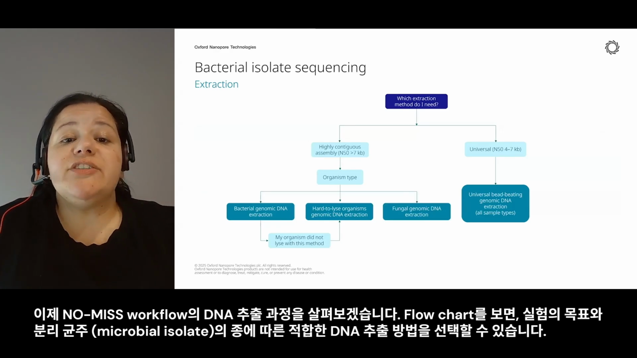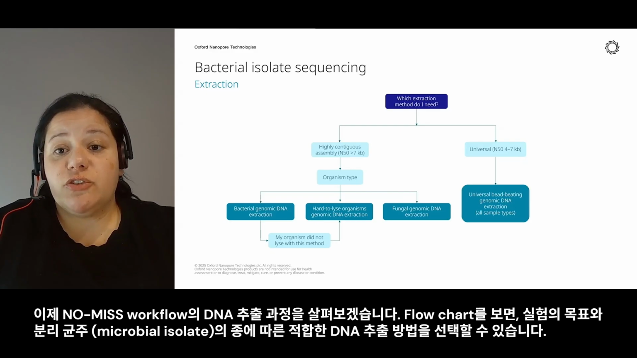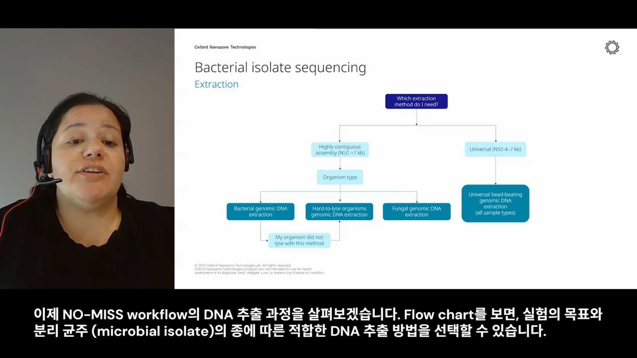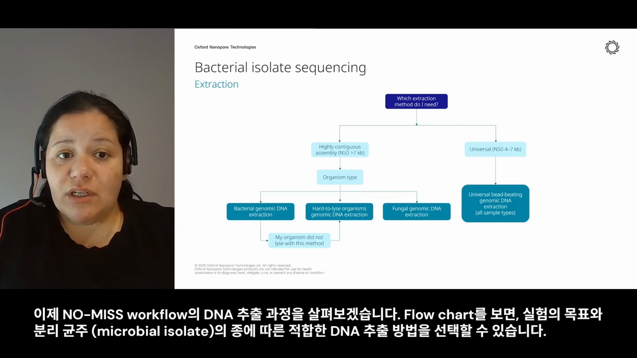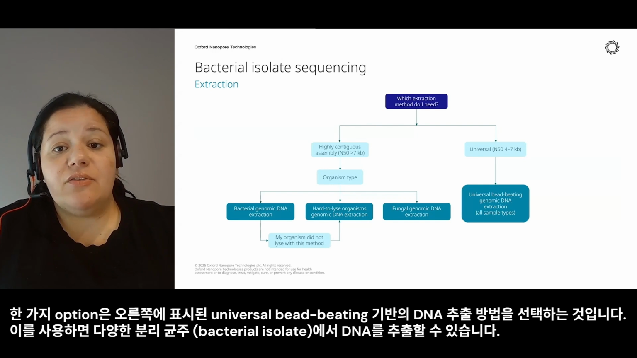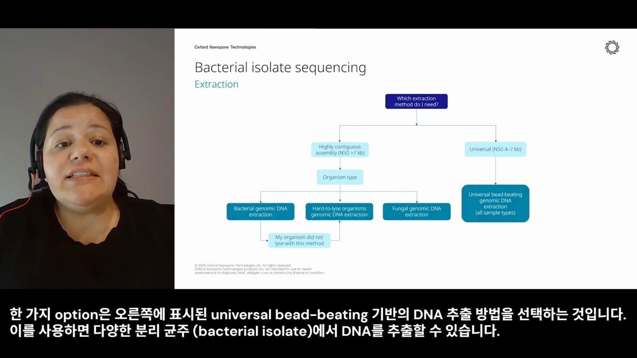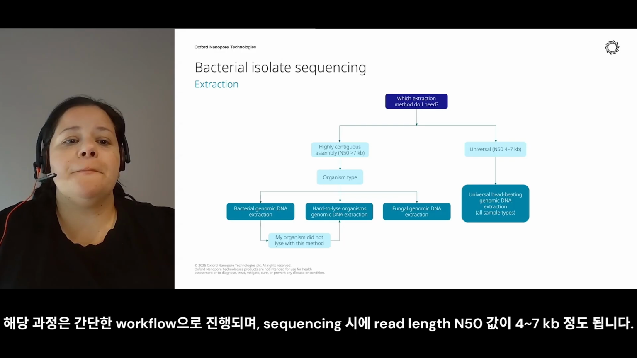So let's look at the extraction step of the NOMIS workflow. As you can see from this flow chart, you can identify the extraction method you need depending on the experimental goals and the sample type. One option is to choose a universal bead beating based method of DNA extraction, which is here on the right, and this will enable extraction across different microbes in your sample. So it's a simple workflow, and this will give you a read length N50 of 4 to 7 kb in sequencing.